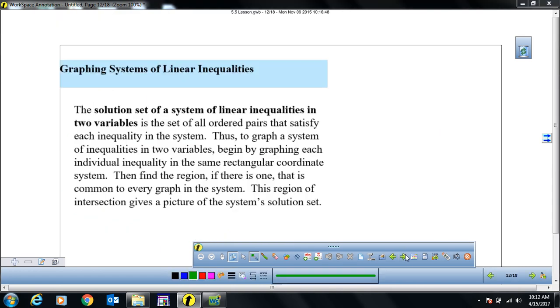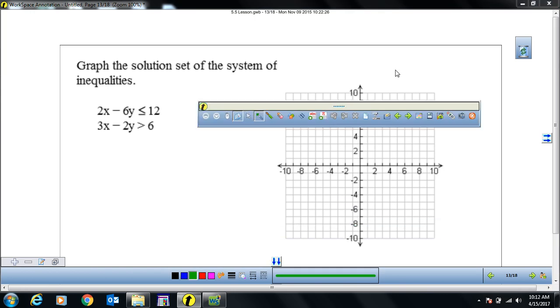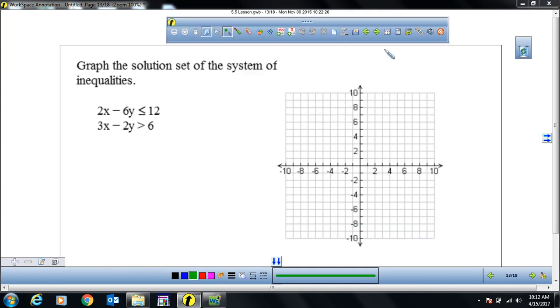Now we're going to solve a system of linear equations. System of equations. Let's start with this problem. System of inequalities. This is a system of inequalities. We're going to solve the inequality 2x minus 6y is less than or equal to 12 and 3x minus 2y is greater than 6.